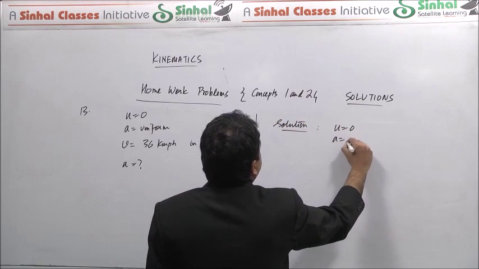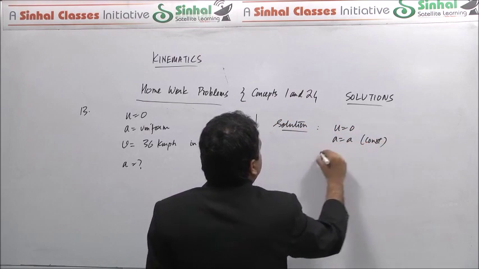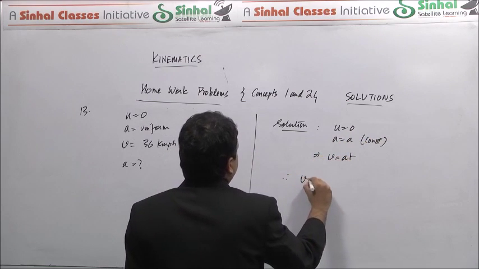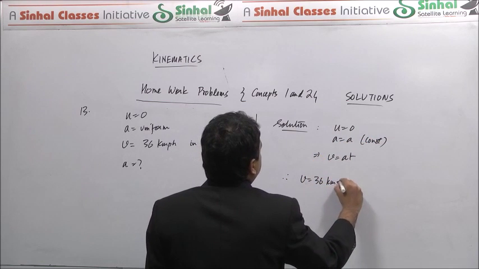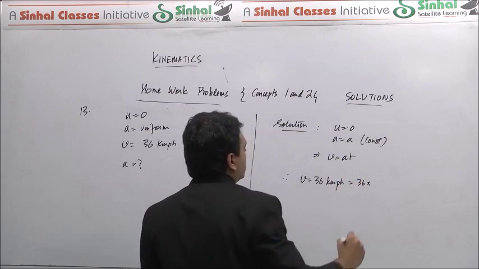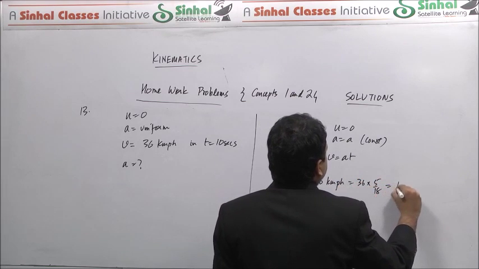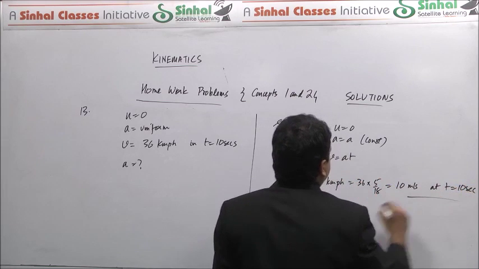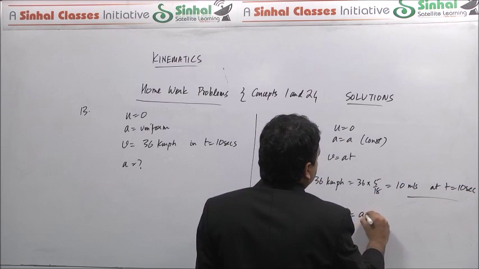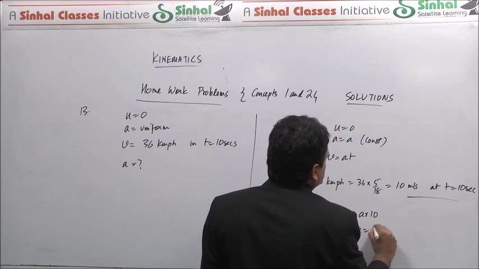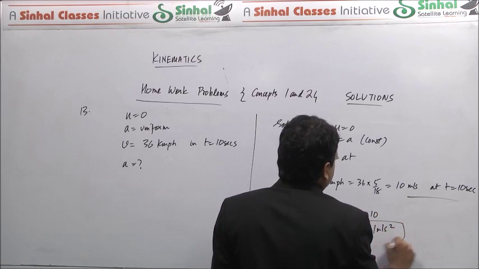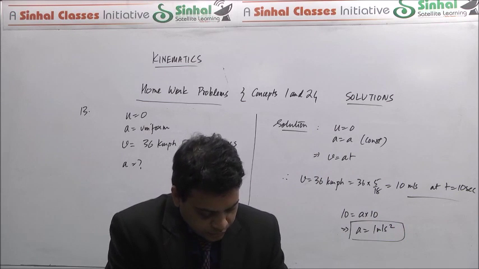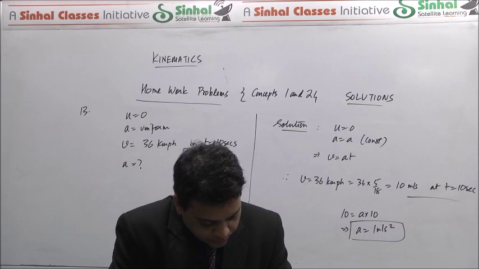u is equal to 0 and a is equal to a, which is constant, means that velocity as a function of time will be at. So v is equal to 36 kilometers per hour, or 36 into 5 by 18, or 10 meters per second at t equal to 10 seconds. Okay. So 10 is equal to a into 10, or the acceleration is 1 meter per second squared. So that becomes the solution of the 13th problem. Extremely easy.